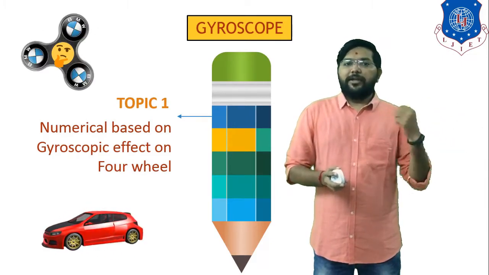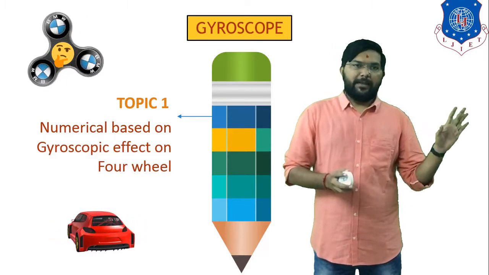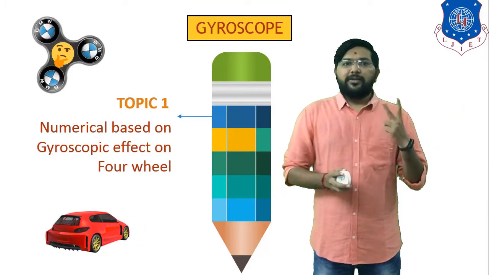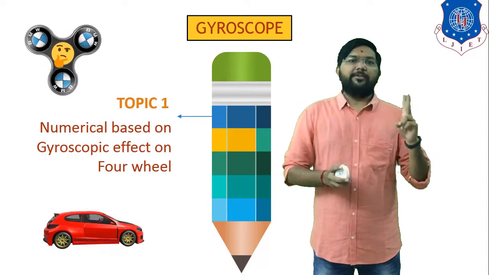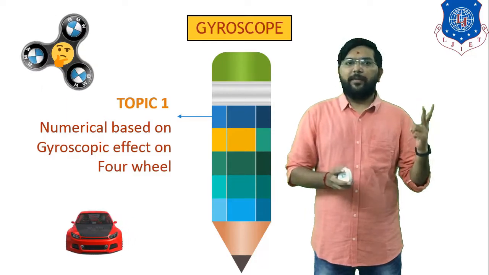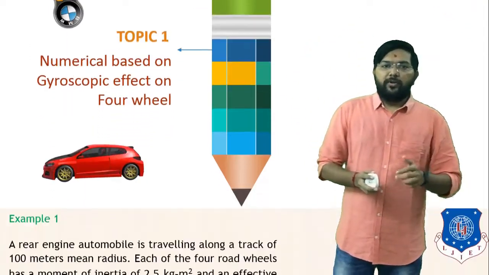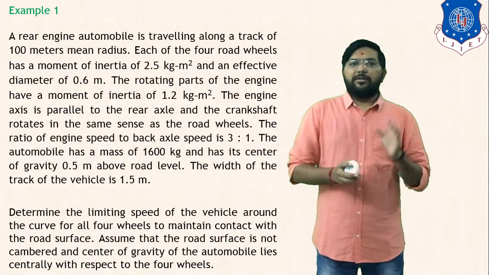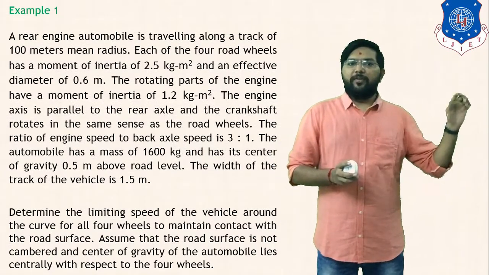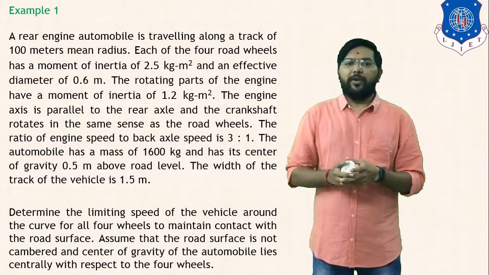Here, the reactive gyroscopic couple is equal to I omega p. In a four-wheeler there are two types of couple: first, the reactive gyroscopic couple for the wheel, and second, the reactive gyroscopic couple for the rotating mass of the engine. So in today's session we discuss some numericals based on the gyroscopic effect in a four-wheeler. This is a numerical on a four-wheeler.